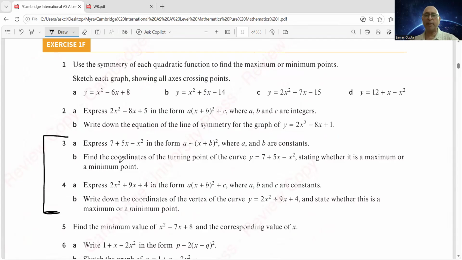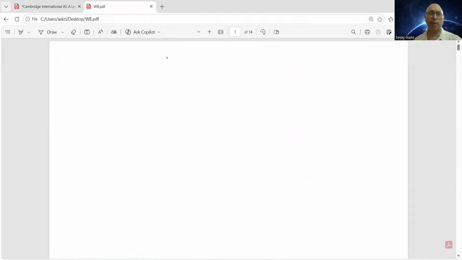Express 7 plus 5x minus x squared in the form a minus (x plus b) whole squared, where a and b are constants, and then find the coordinates of the turning point or the vertex of the curve, stating whether it's a maximum or a minimum point. So let's look at the 7 plus 5x minus x squared. So we'll do this now. This is question number 1.